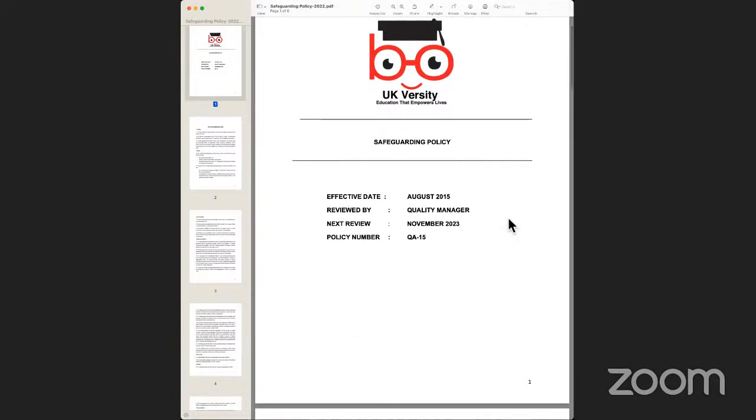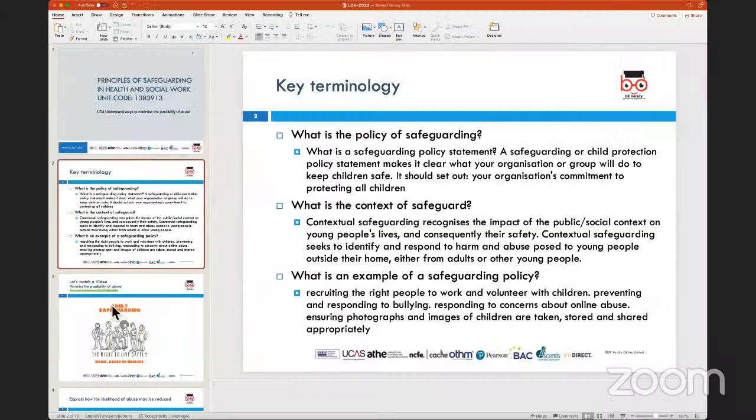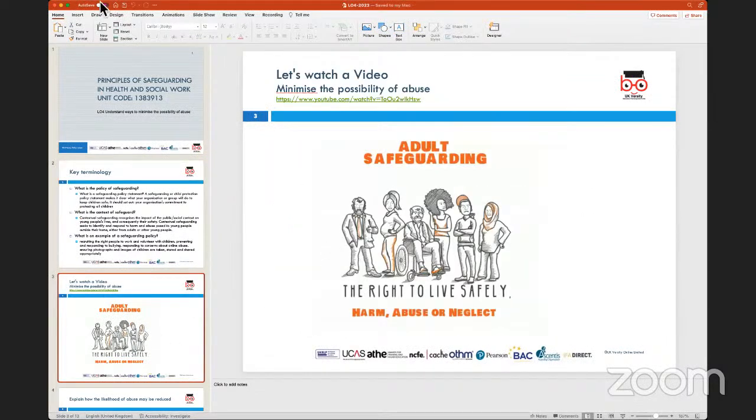So every organization will need to have it, and this policy then becomes the central foundation of how safeguarding is used to minimize the possibility of abuse within an organization. So this policy is something that most of you should be able to access from within your course. If you don't have access to, for example, a policy, then you would be able to refer to what we have provided.